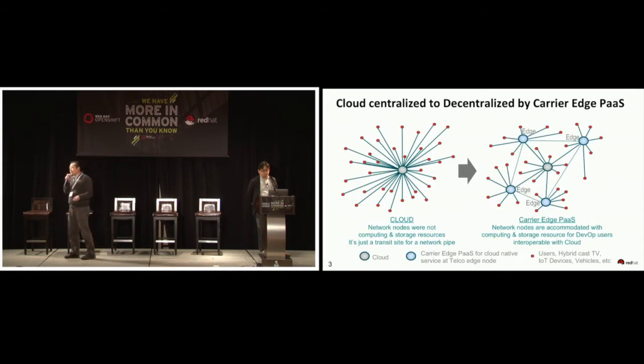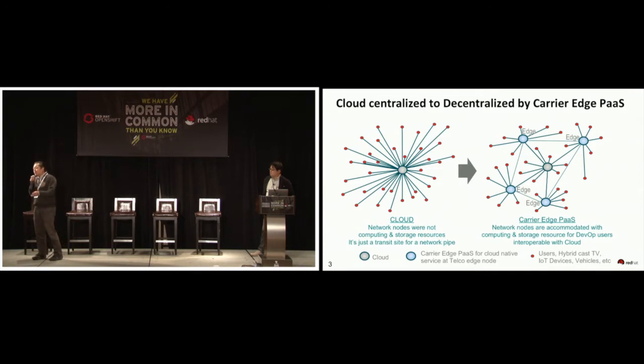There was a news. FCC is going to repeal the net neutrality. Maybe you know that. Most of the telecom carriers currently don't have computing resource and storage resource at the telecom edge node. That's why they need a big pipe in their network to the cloud, or somehow they want to control the traffic to the cloud. Carrier Edge PaaS potentially can change the situation.